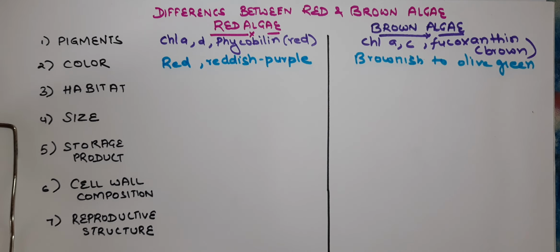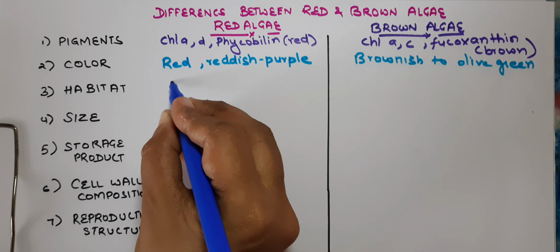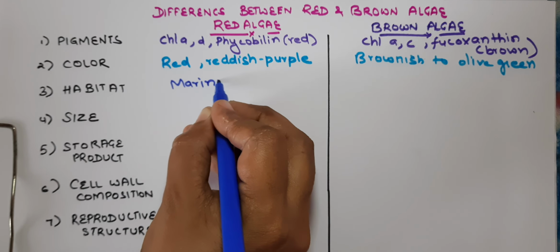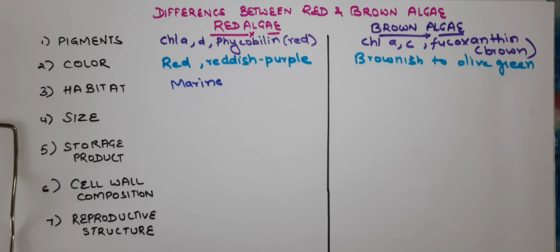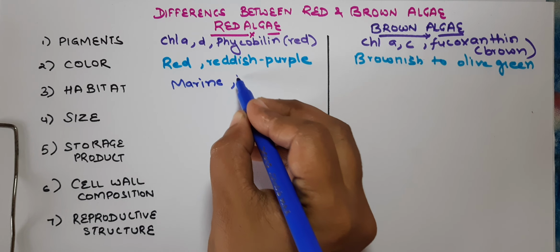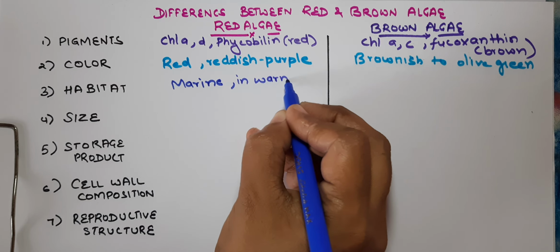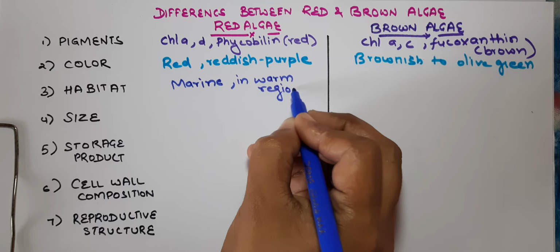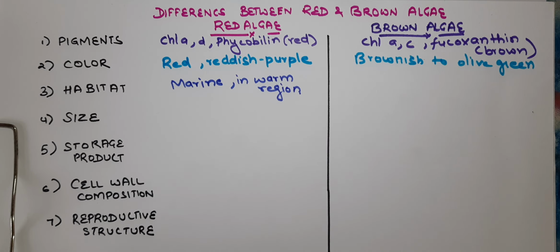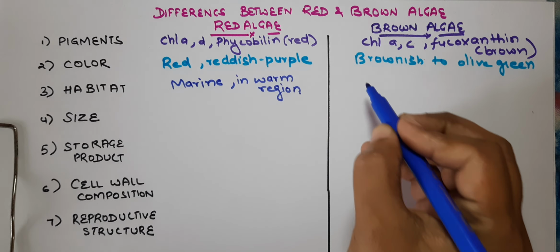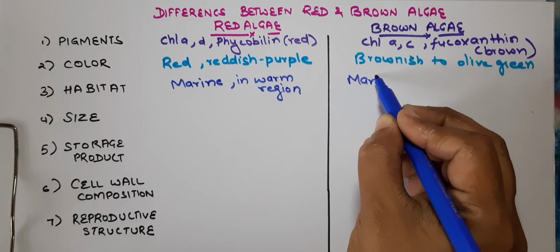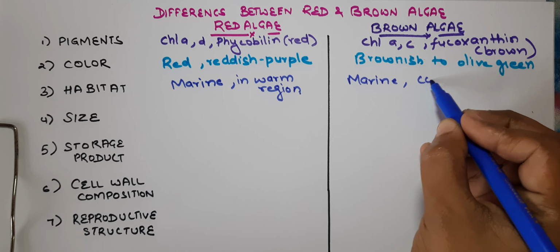Okay, let's talk about the next difference. If we talk about the habitat, then red algae is found mostly in the marine habitat and in the warmer regions. Okay, and if we talk about the brown algae, then they are also marine, found in marine habitats. Okay, but in the colder water.